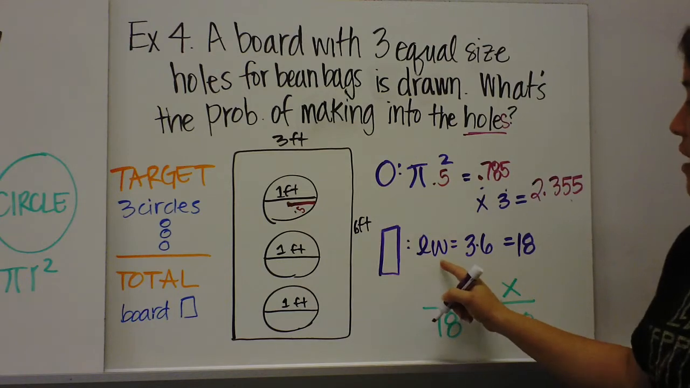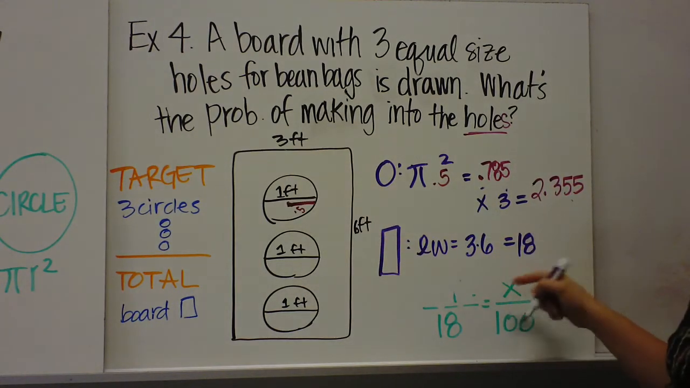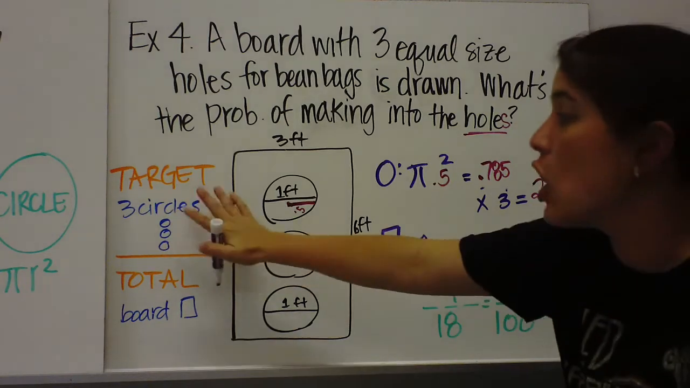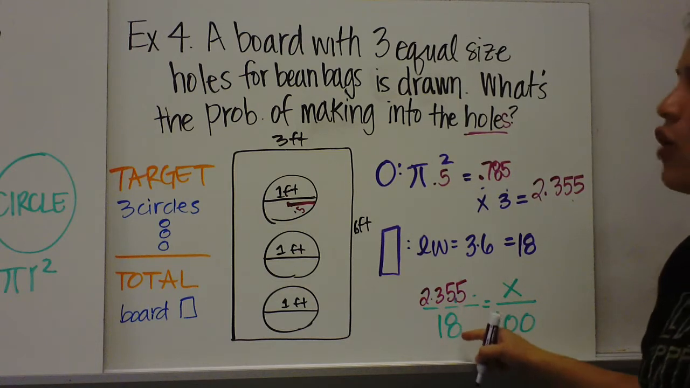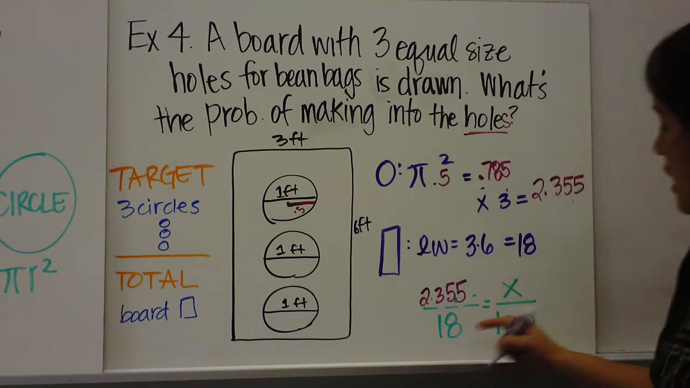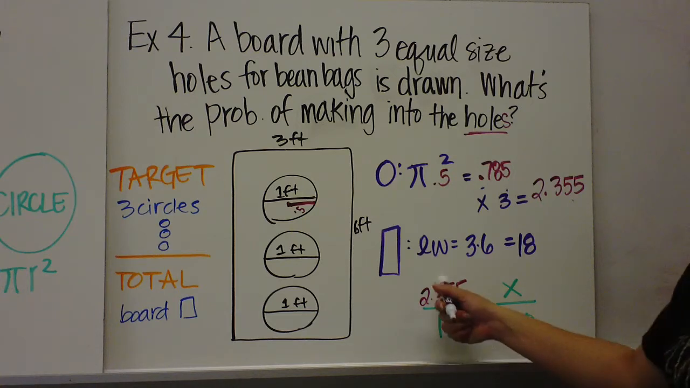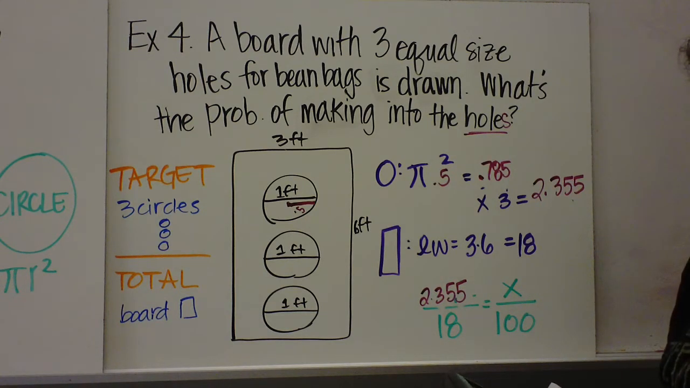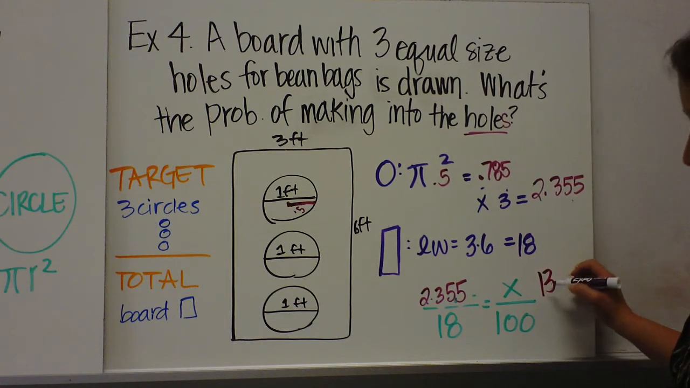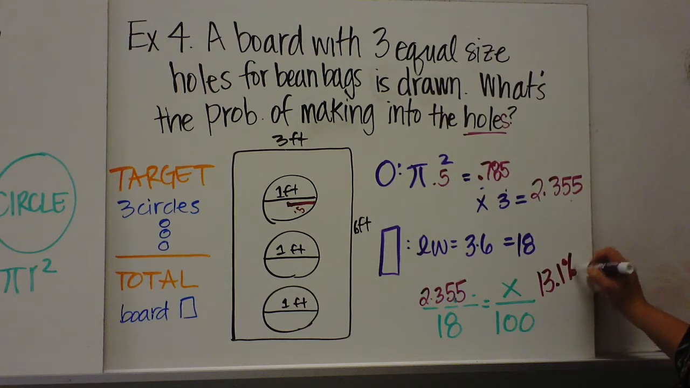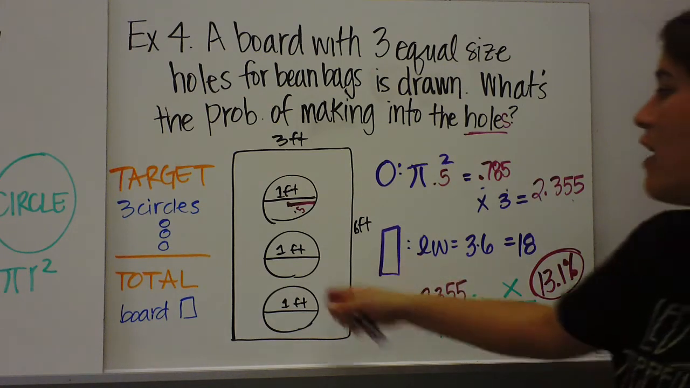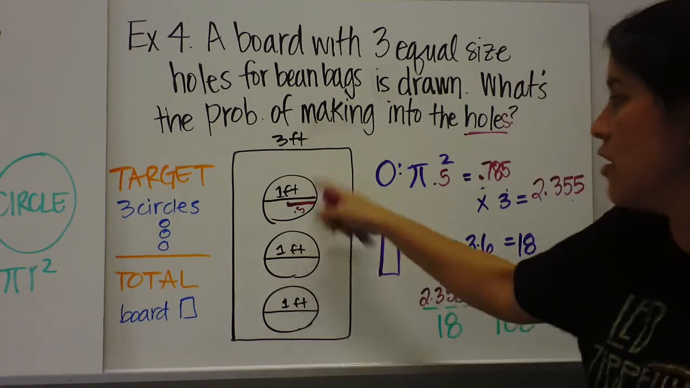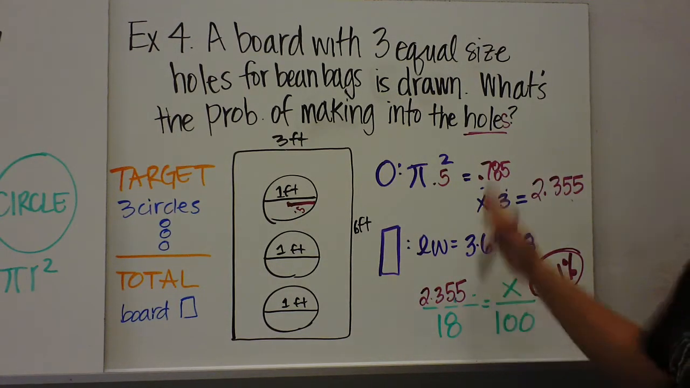The board is length times width, so 3 times 6, and we get 18. And now I need my target. My 3 circles were 2.355 over my total area, which is 18, and set it up as a proportion. So 2.355 times 100 divided by 18. And I get about 13.1%. So that means I have a very small chance of getting the beanbags in the holes for this beanbag game.